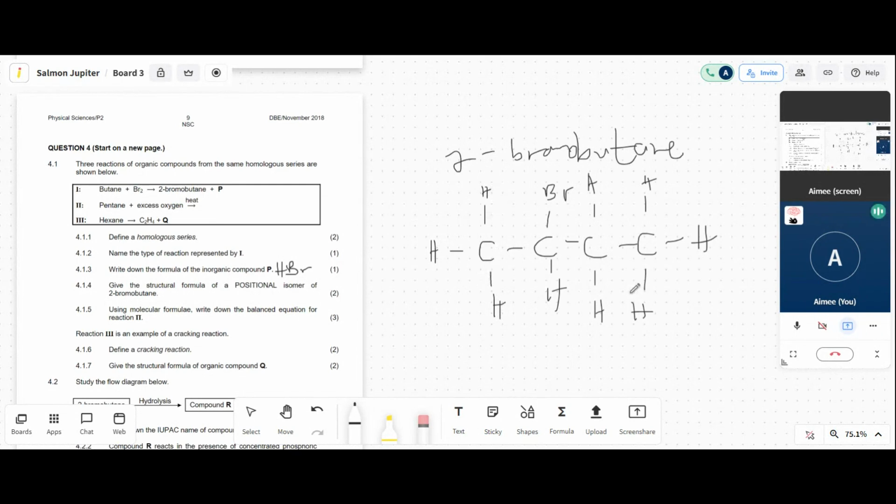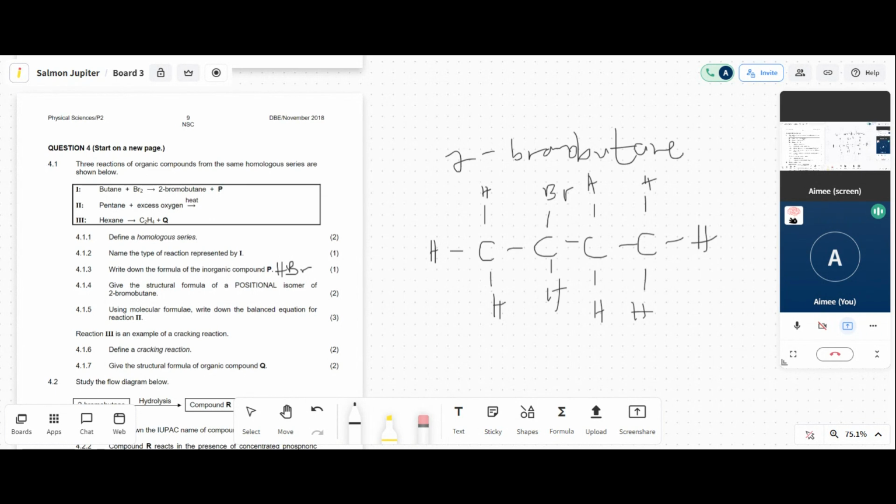Okay? And so, like I said, an isomer is a compound that has got the same molecular formula, but something specific is different about it. And they're asking for a positional isomer, which means that whichever section of your compound or your carbon molecule makes this what it is.